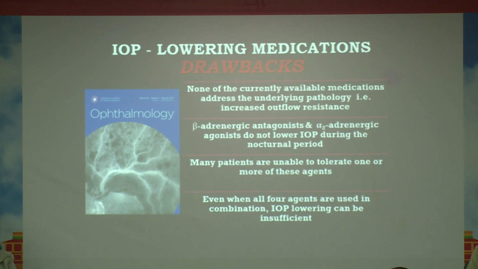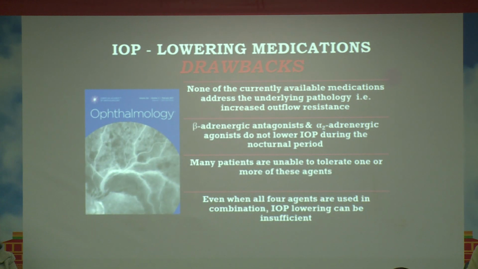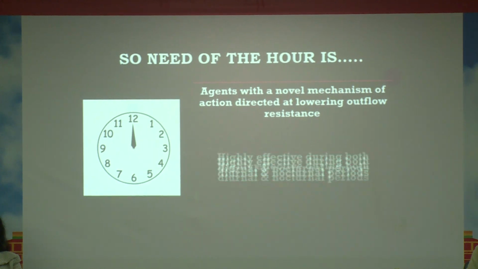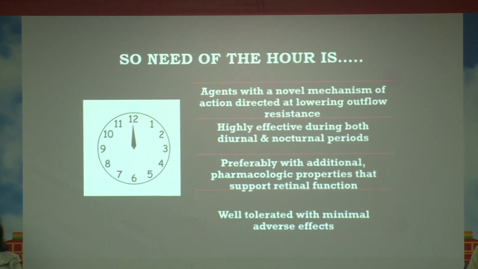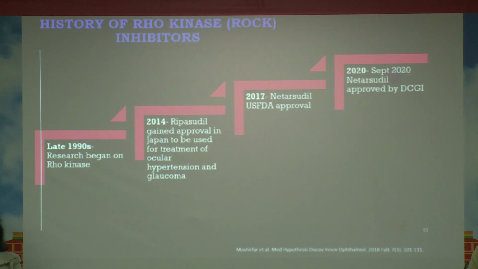But the current IOP-lowering medications have drawbacks. None of them are acting against the real pathophysiological mechanism, that is increased outflow resistance. Then beta blockers and alpha agonists do not act during the nocturnal period, and many patients are unable to tolerate these drugs because of the side effects. So the need of the hour is agents with a novel mechanism of action which are effective during both diurnal and nocturnal periods, which also support retinal function, and which have minimal side effects. So that saw the advent of a newer class of drugs like Rho kinase inhibitors.